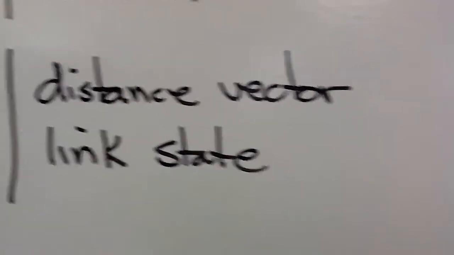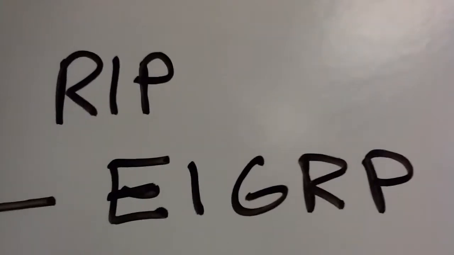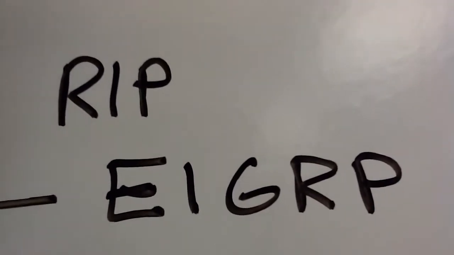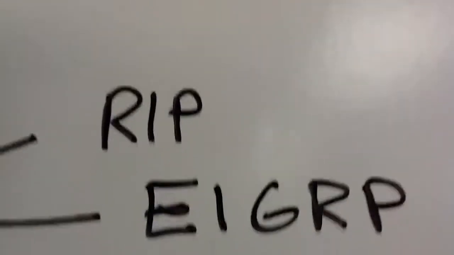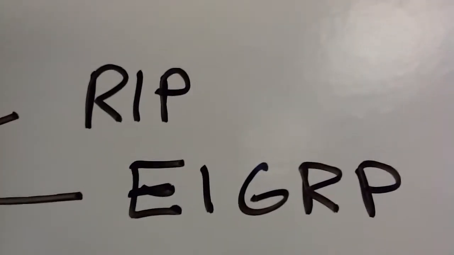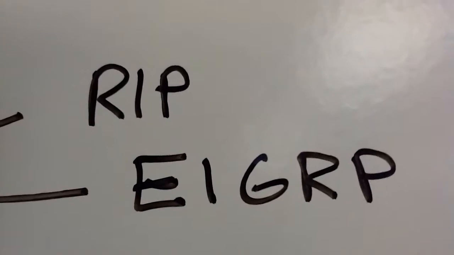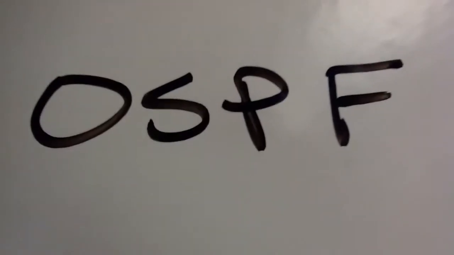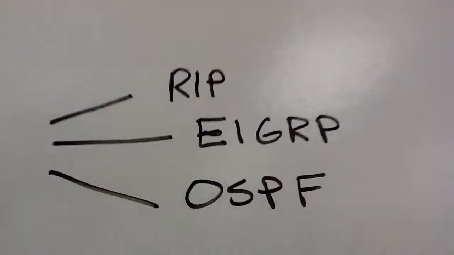So both of those are used. The first 2 up here, RIP and EIGRP, are basically distance vector. OSPF is link state. And we learn the specifics of those later on.